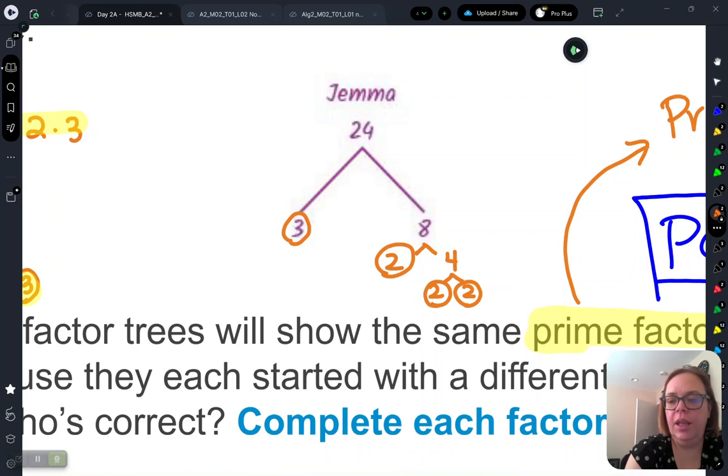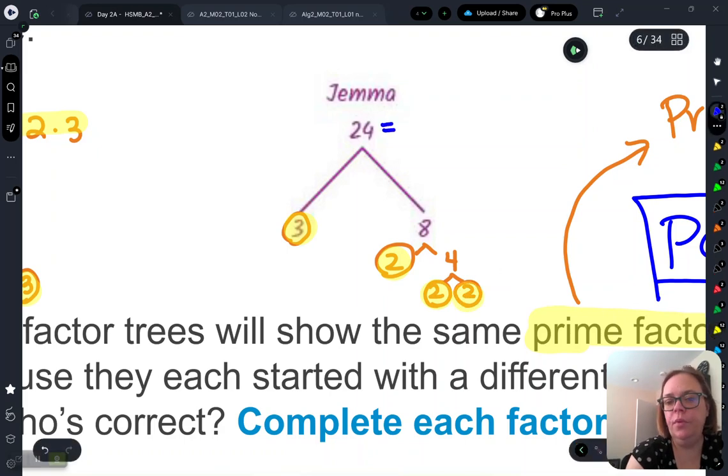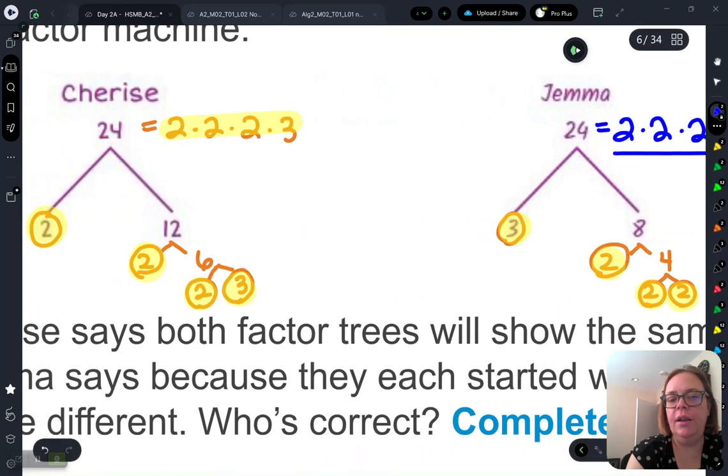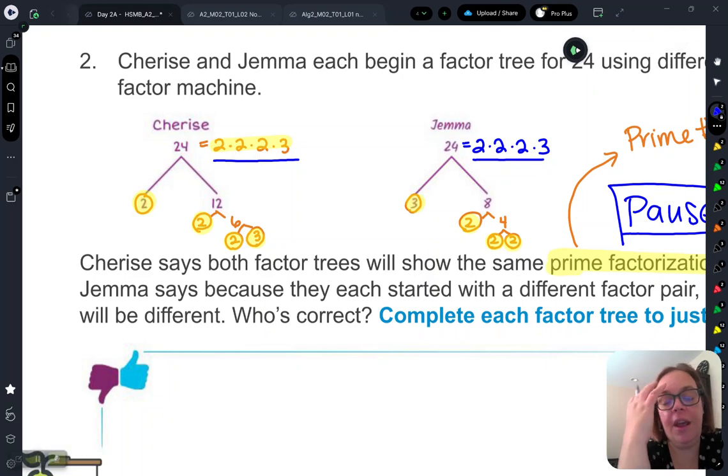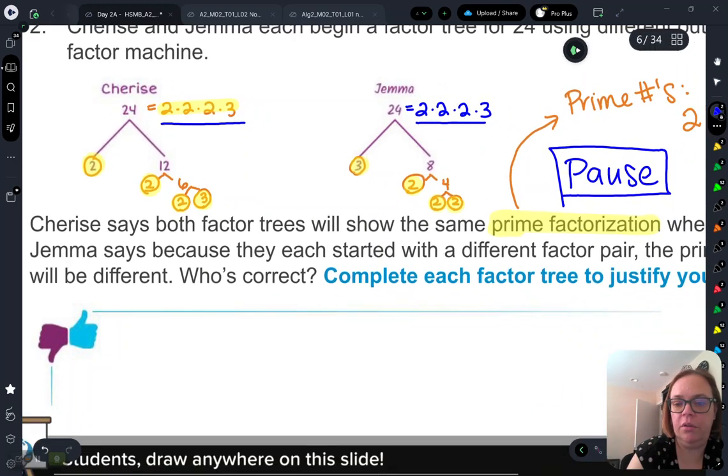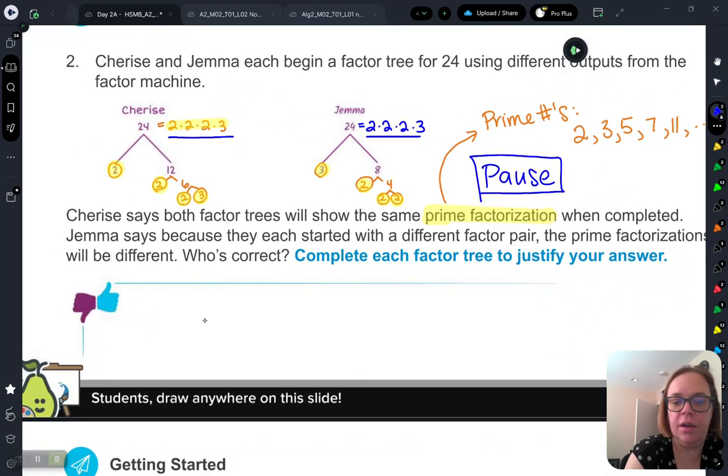Notice we get the same primes. We have a 3, a 2, a 2, and a 2. They're identical. Doesn't matter how you set up the factor tree, you're going to get the same primes in the end. So who was correct? Charisse was correct. Go ahead and write your own explanation as to why, okay? Justify your answer.